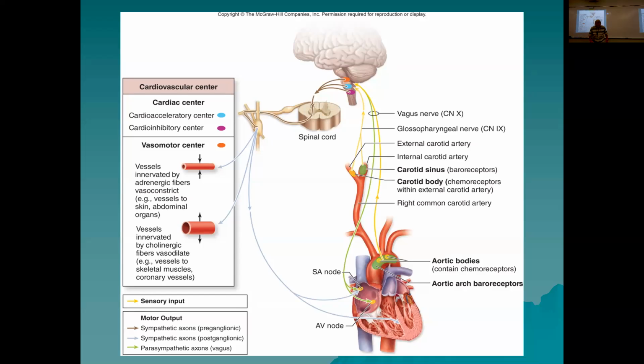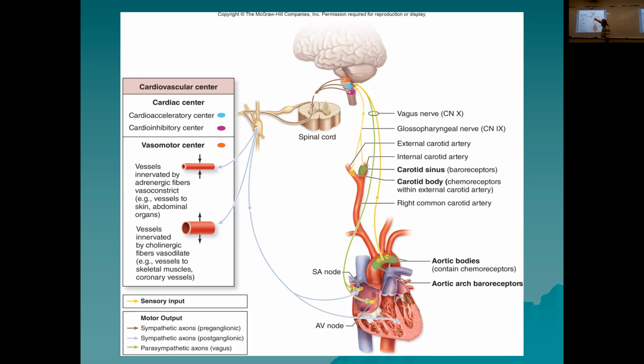Okay, this is figure 20.14 on page 810. And it's really important because it shows you the whole feedback loops for maintaining blood pressure. So we have the aortic bodies, which contain chemoreceptors. We have the carotid sinus and carotid bodies, baroreceptors and chemoreceptors. And so they are in the yellow here, and they're bringing sensory information into the medulla oblongata.